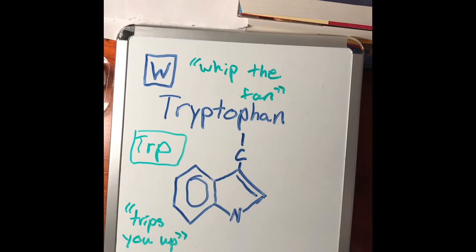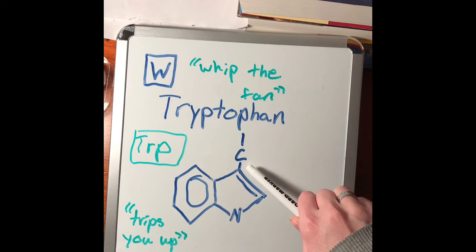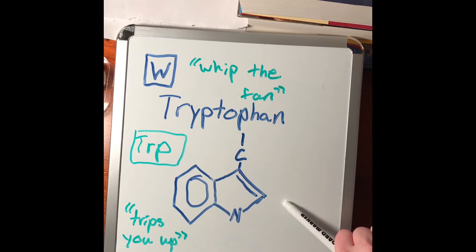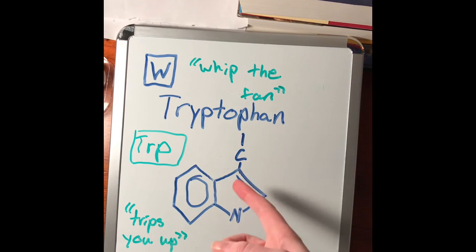It starts with a carbon, and then it has a pentagram-shaped ring with a phenyl group attached on the side. There is a double bond starting from where the first carbon attached then goes to this carbon. And lastly, there is a nitrogen in the ring attached to that. Unfortunately, you just have to try to memorize the shape and try to connect it with the fact that tryptophan trips you up. Alright, we're done.